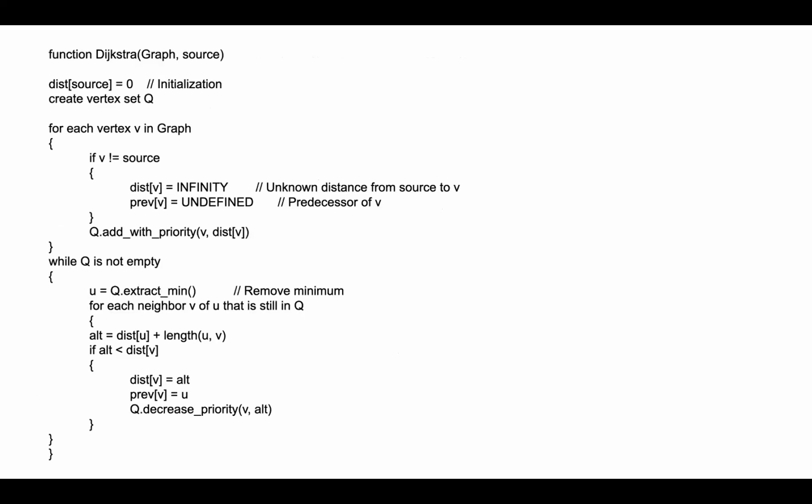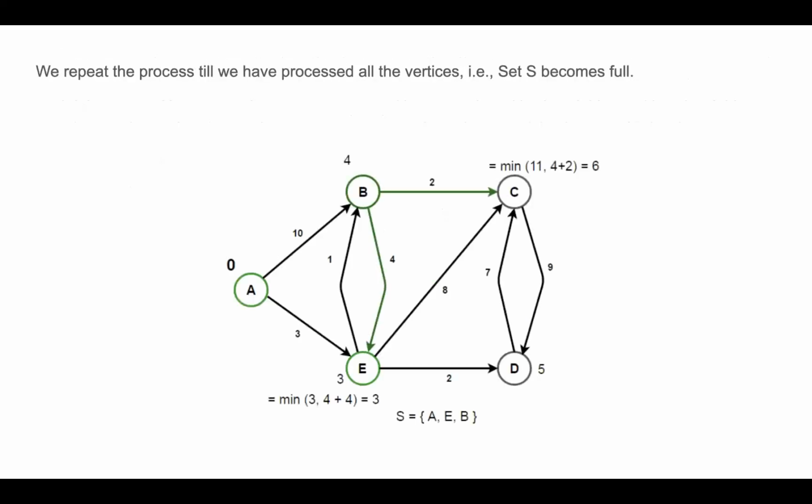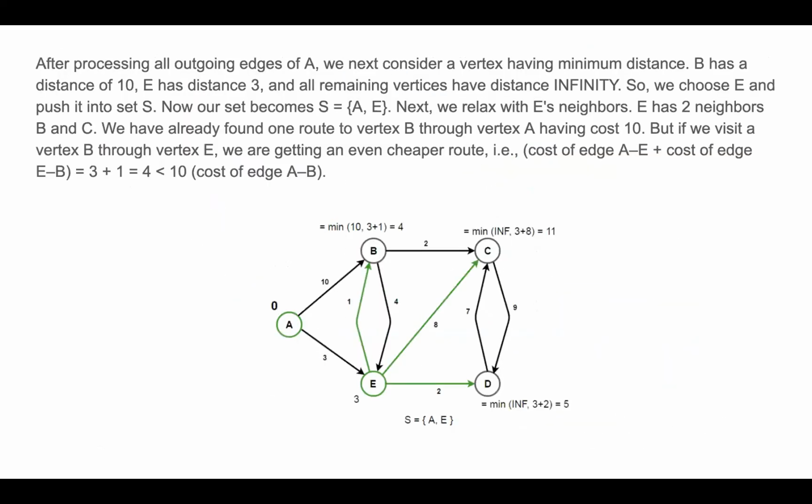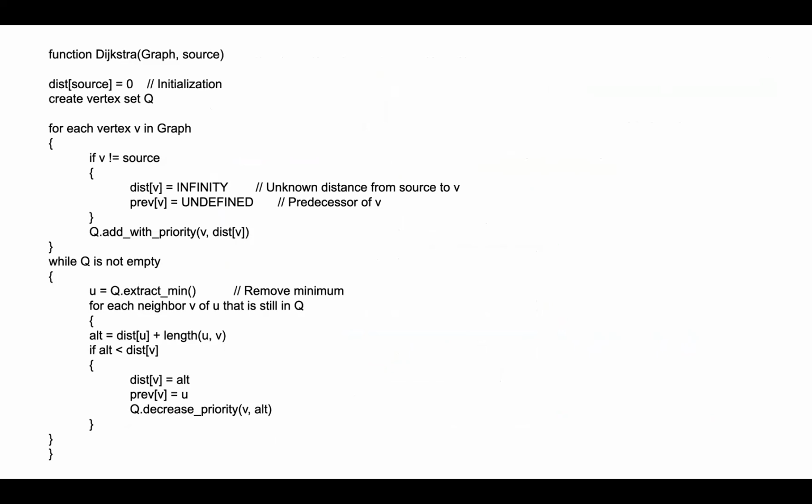First we'll go for the algorithm here. For initialization, the distance of the source will be 0. Then a set of vertices will be Q, means one by one we are visiting the vertices. Okay, so that set will be Q.